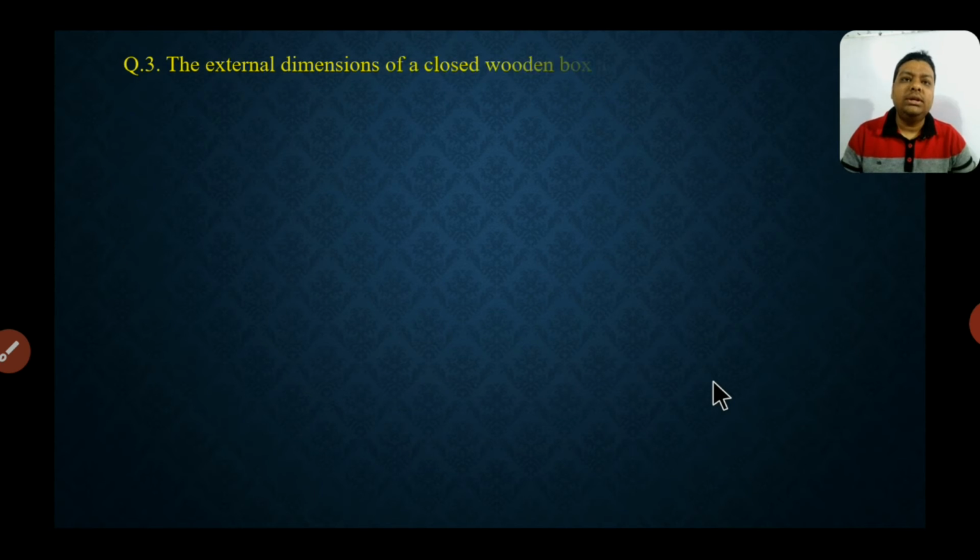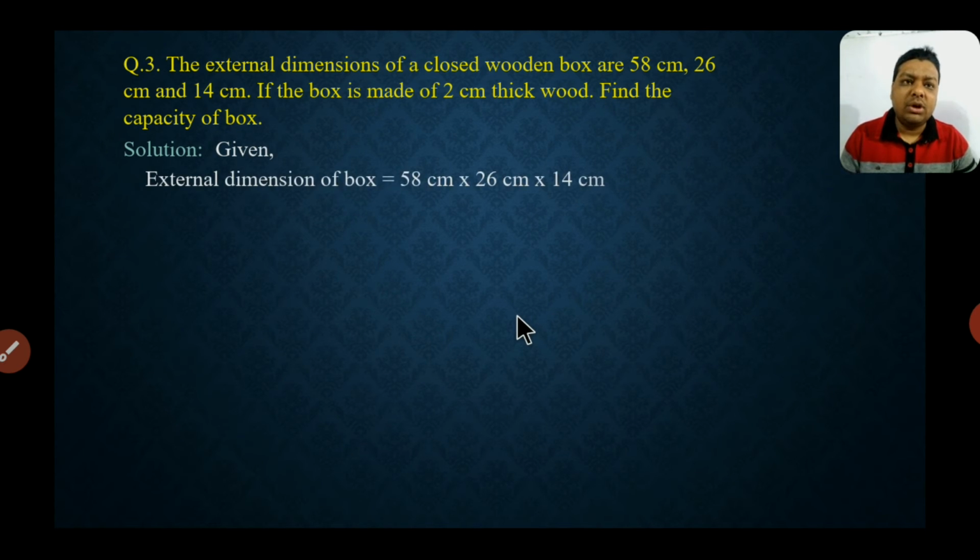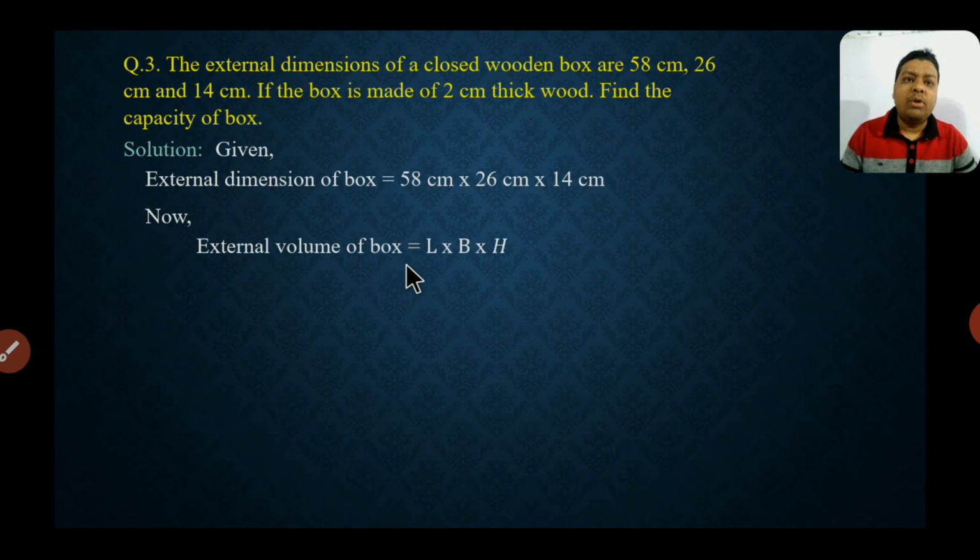Now the next question is that the external dimensions of a closed wooden box are 58 centimeter, 26 centimeter and 14 centimeter. This is the external dimensions. And if the box is made of 2 centimeter thick wood, find the capacity of the box. So at first we will write what is given. External dimension of box. Now let's find the external volume of box.